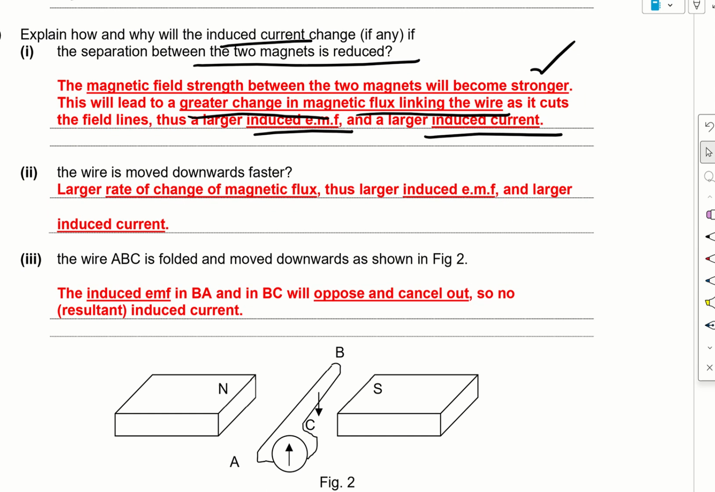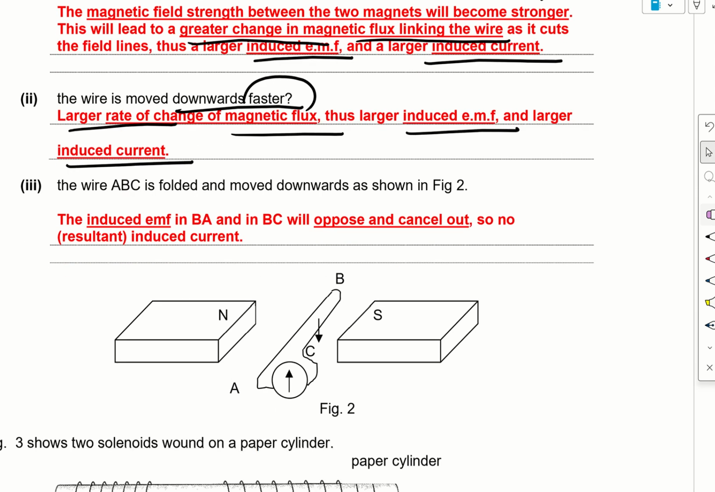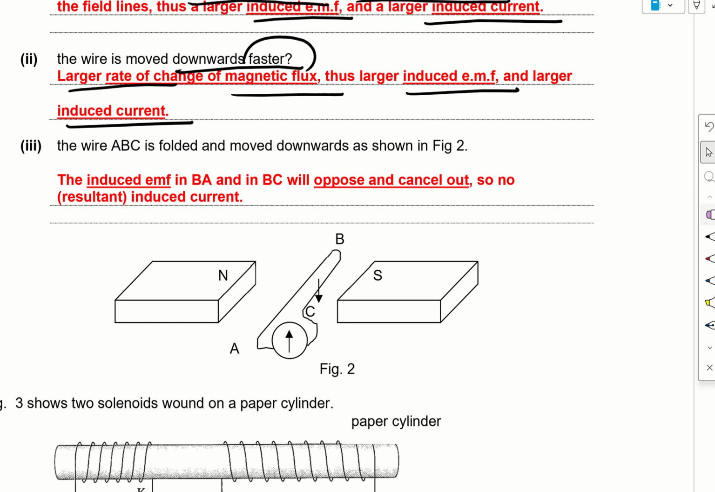What happens if the wire is moved downwards faster? So there will be a larger rate of change of magnetic flux. Then according to Faraday's law, there will be a larger induced EMF and therefore larger induced current. Now what happens if the wire ABC is folded and moved downwards? Induced EMF in BA and BC will oppose and cancel each other out.